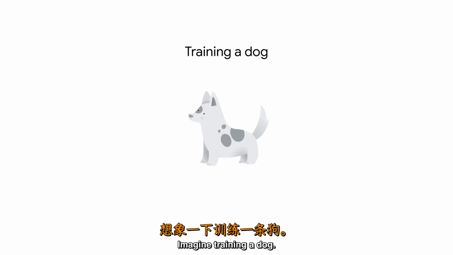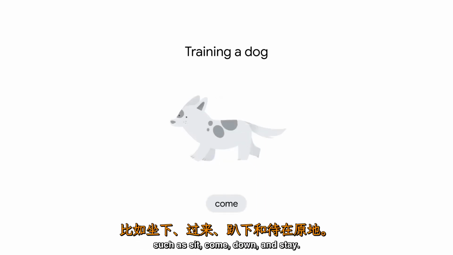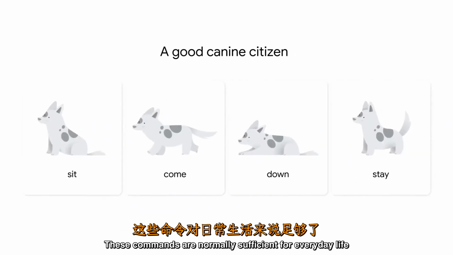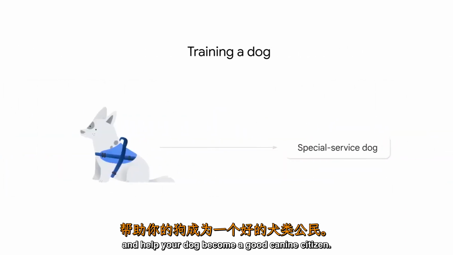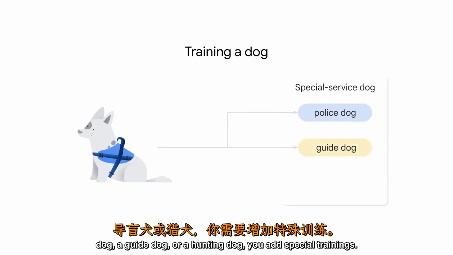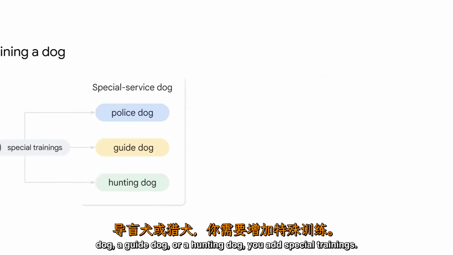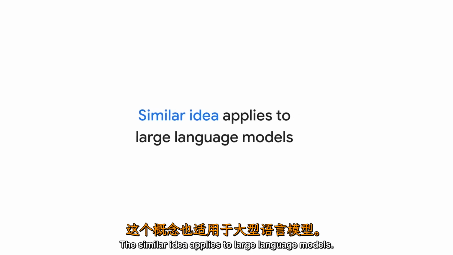Imagine training a dog. Often you train your dog basic commands such as sit, come, down, and stay. These commands are normally sufficient for everyday life and help your dog become a good canine citizen. However, if you need a special service dog, such as a police dog, a guide dog, or a hunting dog, you add special trainings. This similar idea applies to large language models.